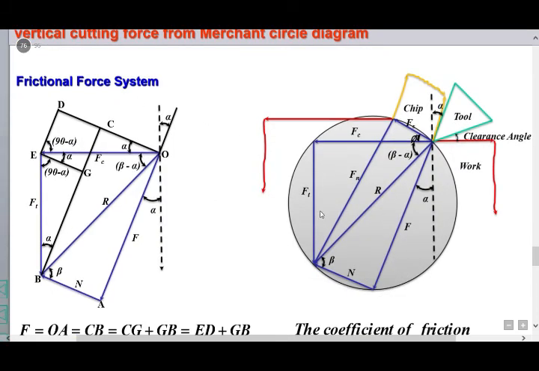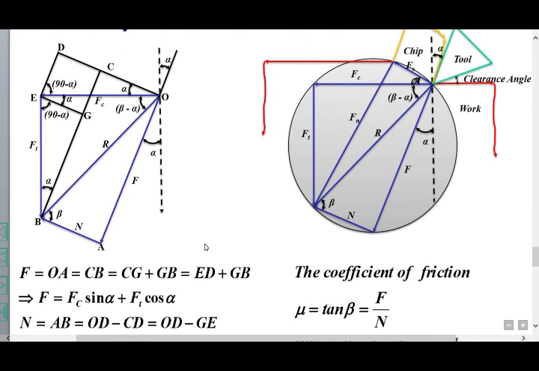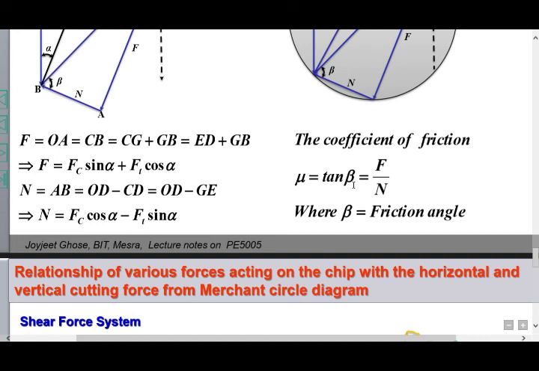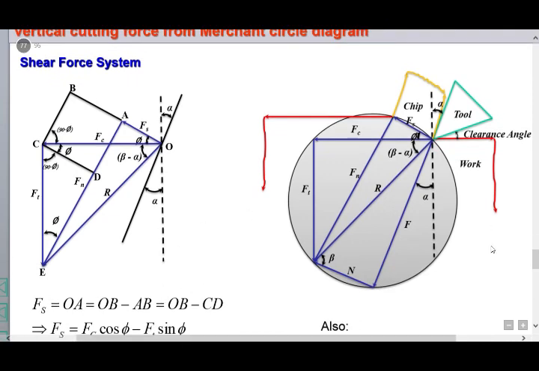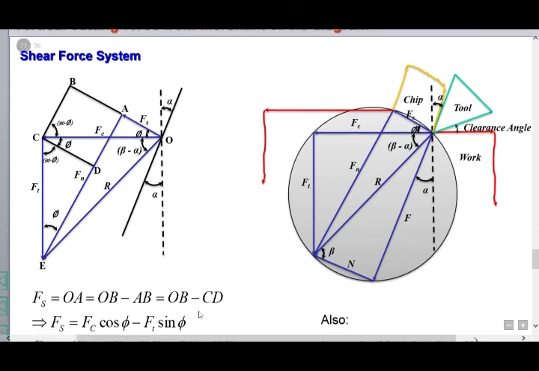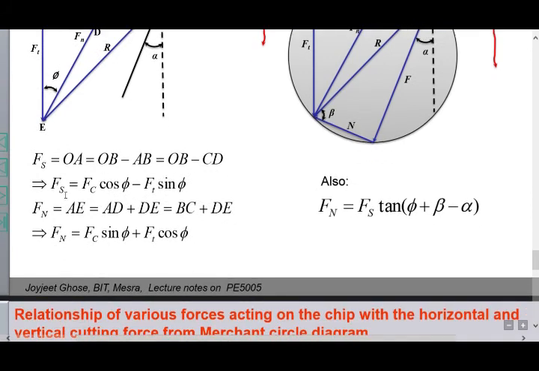In this Merchant circle diagram, three triangles are there: Fc, Ft and R is one triangle, Fn, Fs, R is one triangle, and F, R and N is the third triangle. In this way you discuss the triangles one by one. mu is equal to tan beta is equal to F by N, where beta is the friction angle and mu is the coefficient of friction. We already discussed this in the previous slide also.